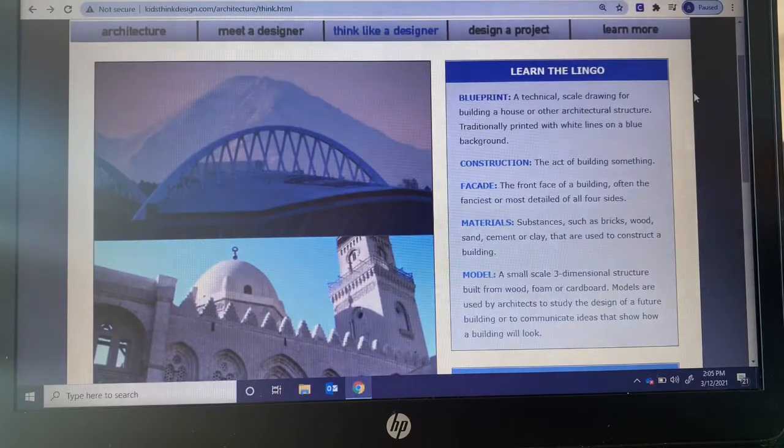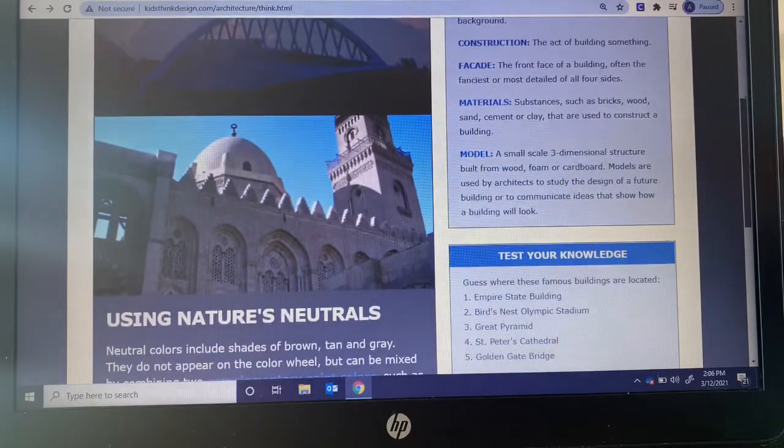Blueprint, a technical scale drawing for a building, a house, or other architectural structure. Traditionally printed with white lines on a blue background. Construction is the act of building something. Facade is the front face of a building, often the fanciest or most detailed of all four sides. Materials, substances such as bricks, wood, sand, cement, or clay that are used to construct a building. A model, a small-scale, three-dimensional structure built from wood, foam, or cardboard. Models are used by architects to study the design for a future building or to communicate ideas that show how a building will look.